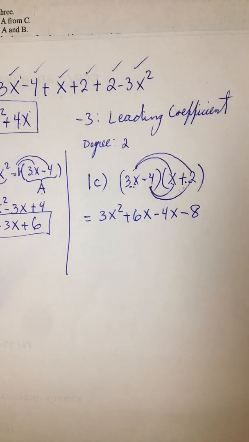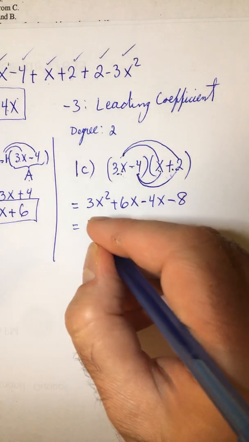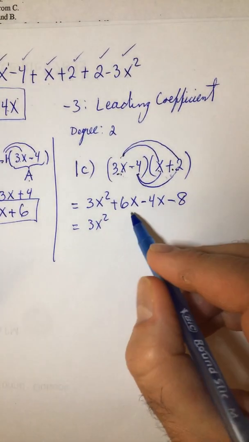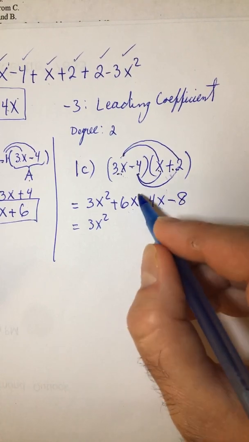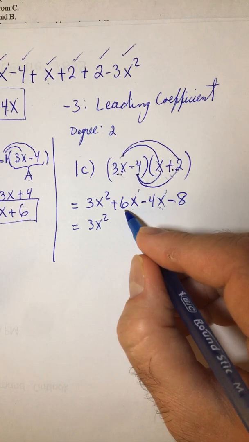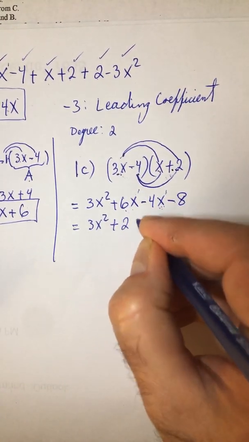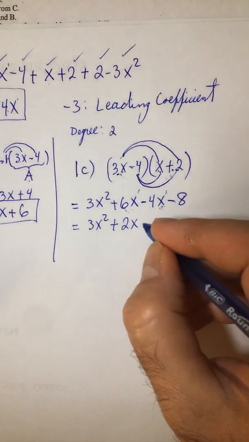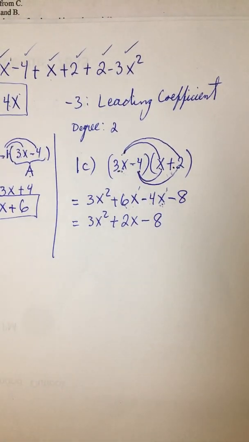Okay. So combine like terms. There's no other x squared. So it's 3x squared. Then these two are like terms. So I'm going to add these guys. They both have x's and powers of 1. So that's 6x minus 4x. So that's a +2x. 6 apples minus 4 apples. And the -8, I can't do anything with that. So there's the result of my multiplication.